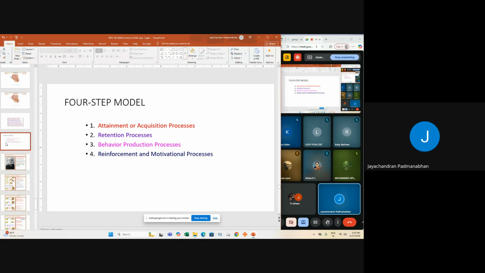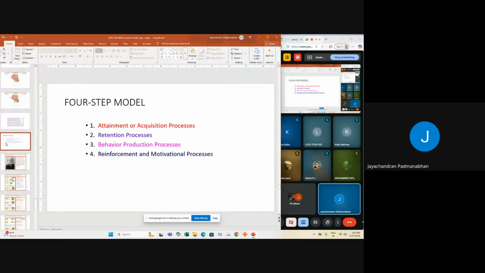Then the reinforcement and motivational process. The reinforcement and motivational process is something that will take place as a result of your modulation. Now, this is concerning a child.